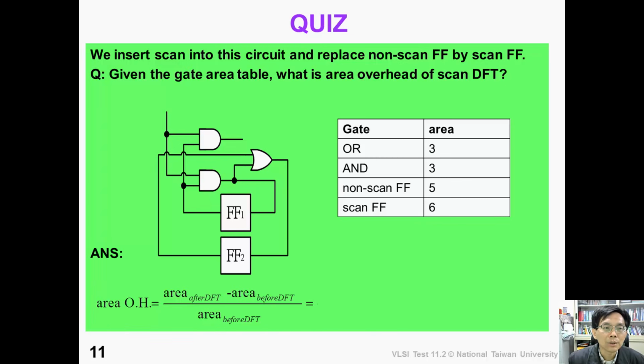Now it's time for a quiz. Suppose we insert a scan chain into this circuit and replace those non-scan flip-flops with scan flip-flops. Given this gate area table, please calculate the area overhead of the scan DFT. The area overhead is defined as the incremental area over the original area before DFT. Now please pause the video and calculate the overhead.